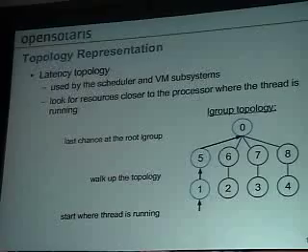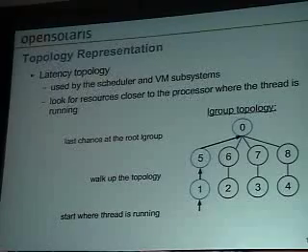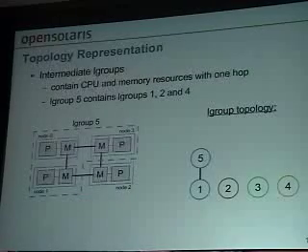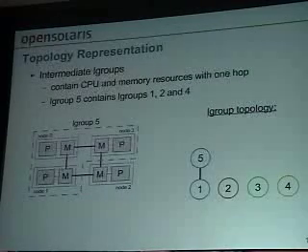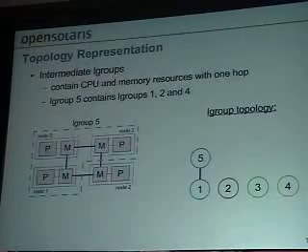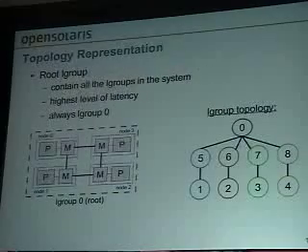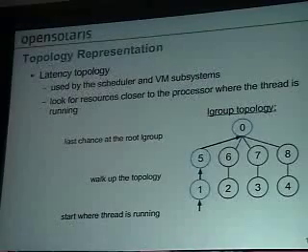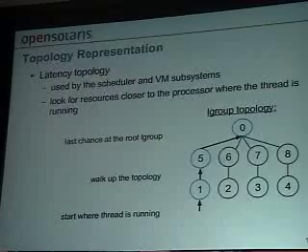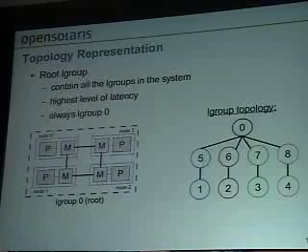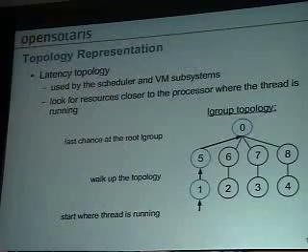If not, it's just going to go up, look for resources in node group 5, which, if you remember, has not just node 0, but node 3 and node 1 as well. So it has more resources as you go up into the topology. If it finds resources in node group 5, it's going to dispatch the thread there. If not, it's going to go up to the root LGroup, which has all of the resources in the system, and it's going to dispatch it there.